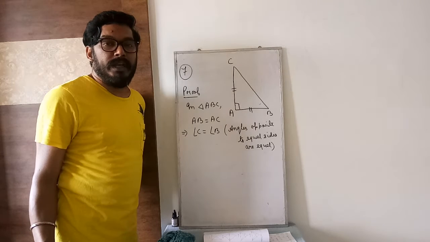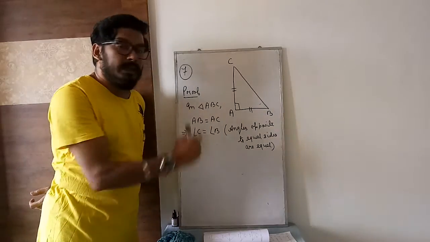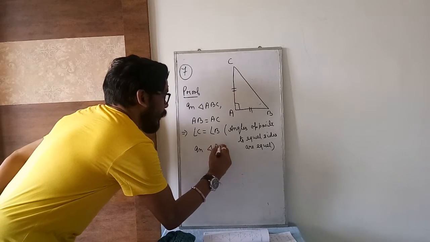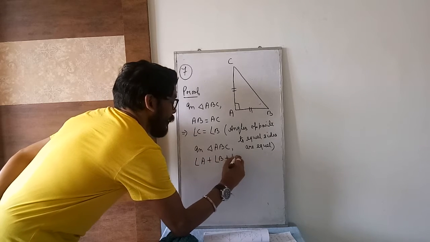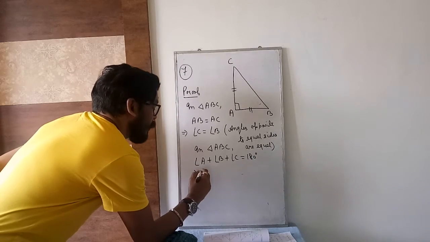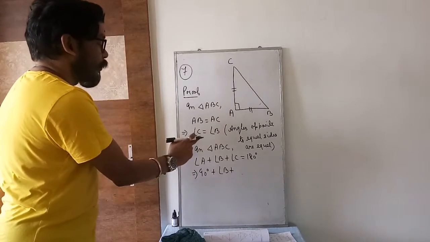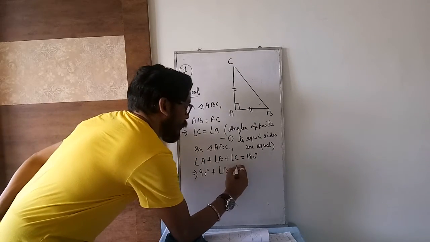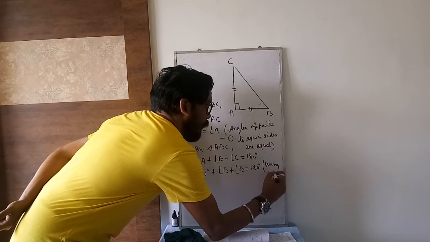Now you come to the sum of the angles of a triangle property. We all know the sum of the angles of a triangle is equal to 180 degrees. We will use this property to solve the remaining part of the sum. In triangle ABC, you can write angle A plus angle B plus angle C equal to 180 degrees. Angle A is given as 90 degrees. You keep B as B only. You can give this as equation 1: angle C equal to angle B. So in place of C you can write B.